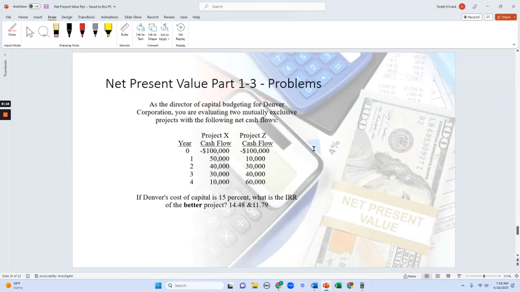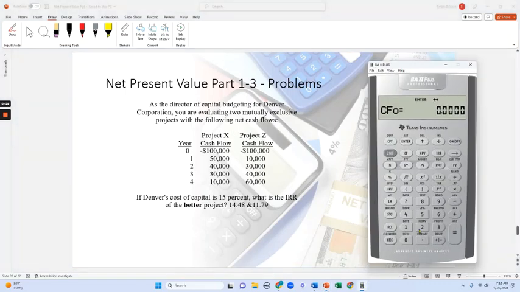Keep in mind the reason why there is a net present value part two is while I give you these numbers in part one, we're going to calculate them in part two. And that's what makes it a little more interesting. So, going to use the financial calculator on this one for sure. So I'm going to do project X first.